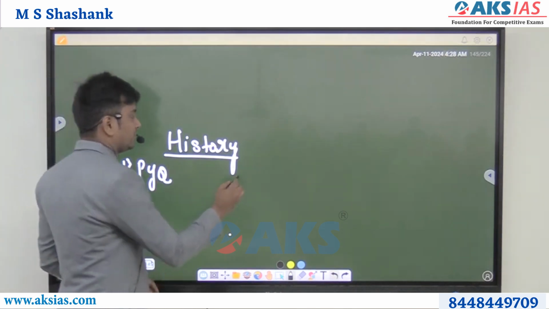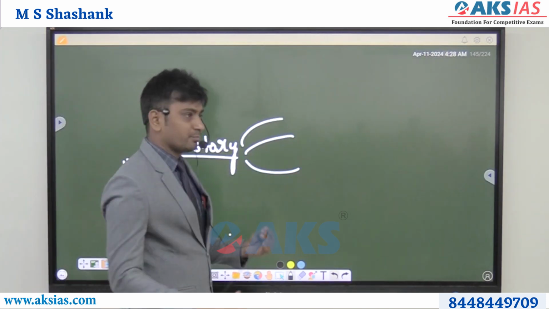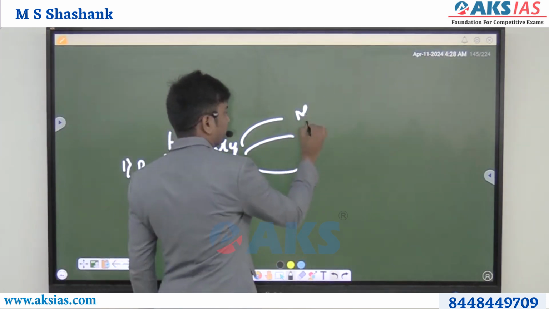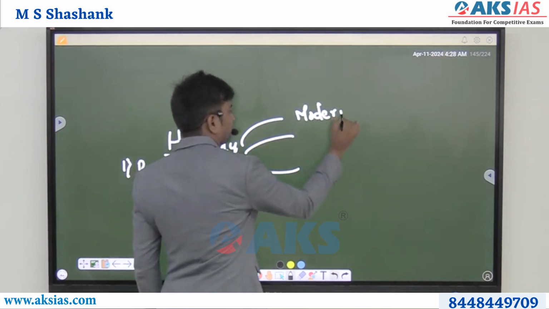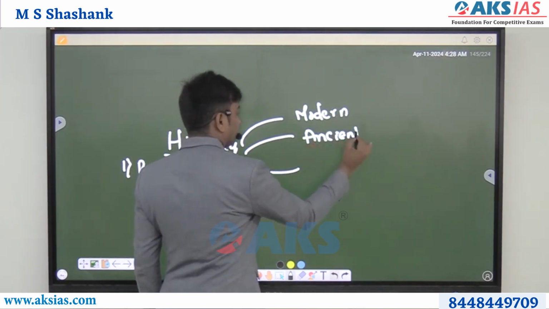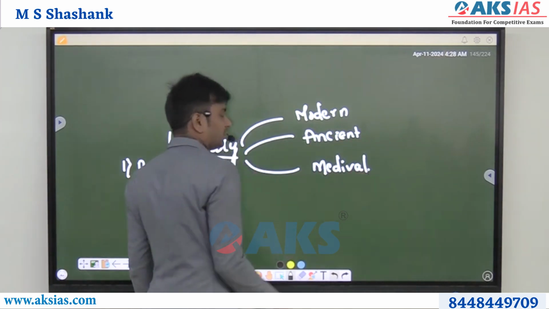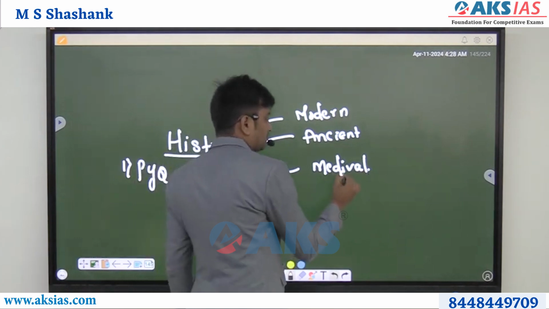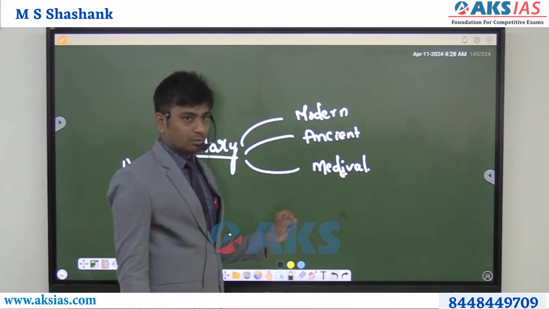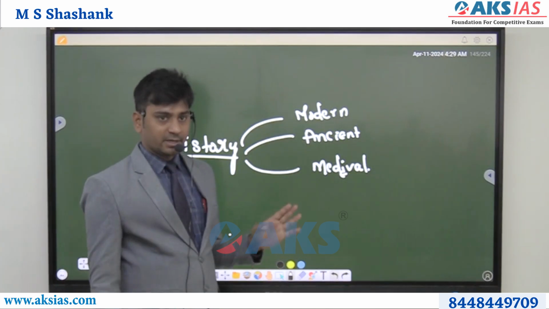And we know in history there are three components. I'll start with modern India. Then we'll come to ancient and medieval. Ancient and medieval history. Now, people will be saying we have to study culture again.